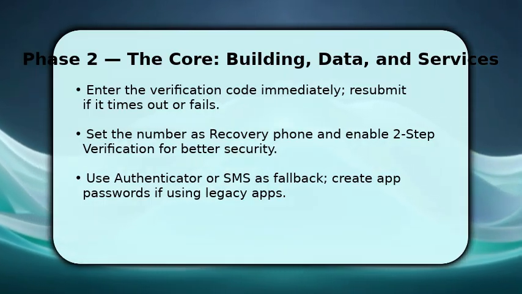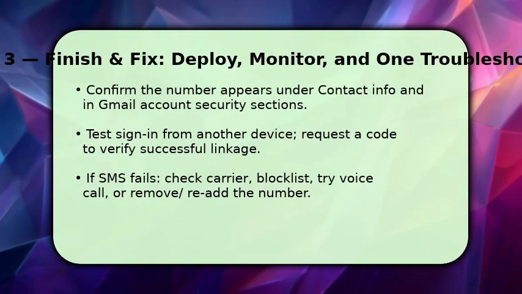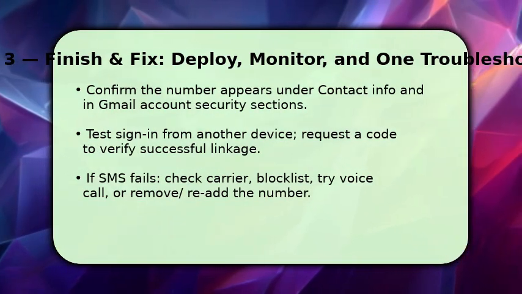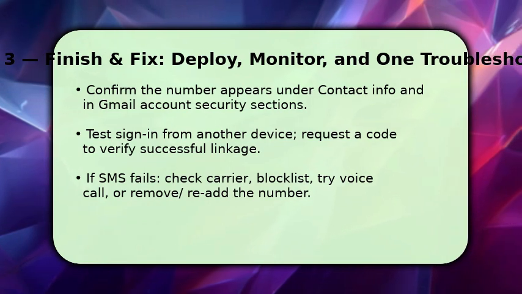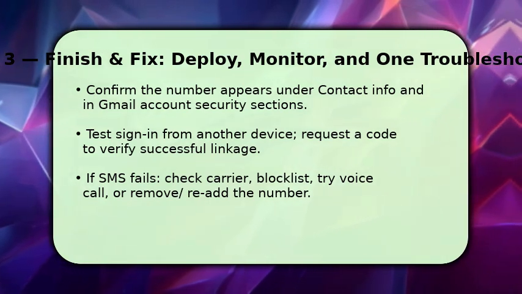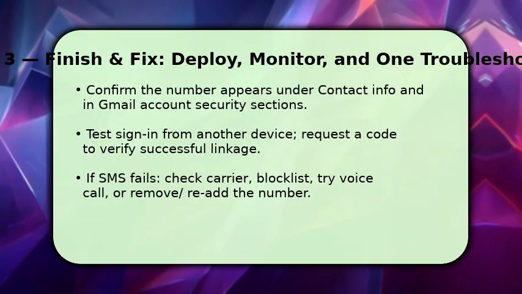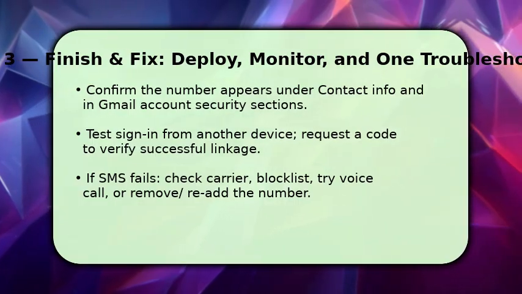You finish by confirming the phone appears under Contact Info and in Security Settings, then test signing in from another device to request a verification code. Make sure Gmail and the Google app show the updated recovery number so future prompts use it.